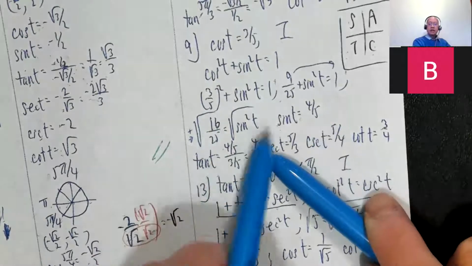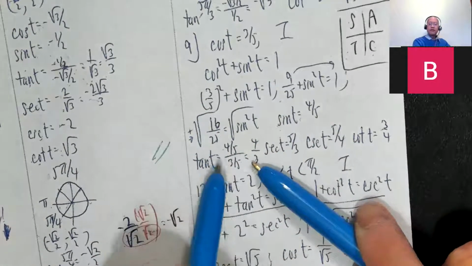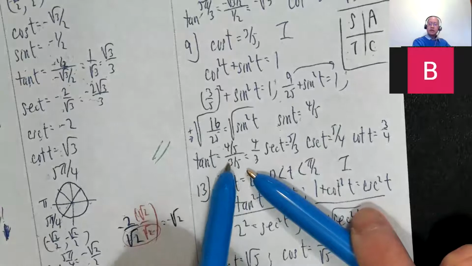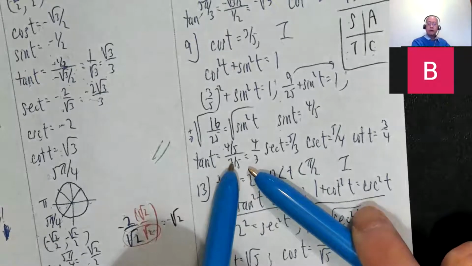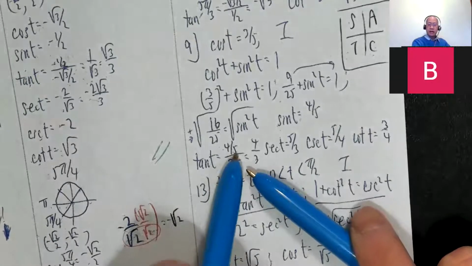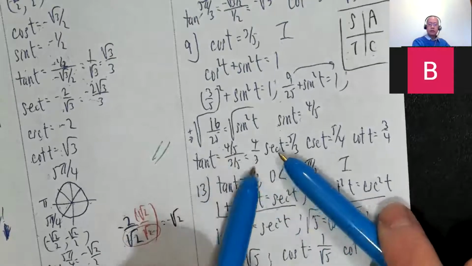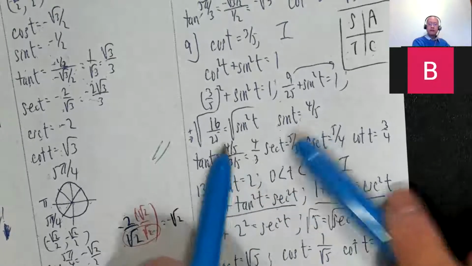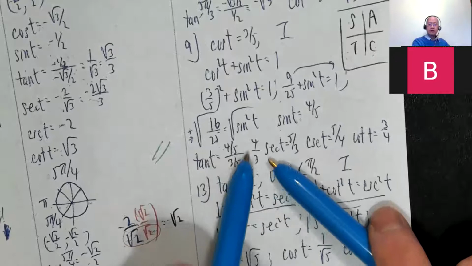Tangent t is sine over cosine. 4/5 divided by 3/5. You'll see this theme happening over and over again where you're dividing by the same thing. Just cross off those 5s, so you have 4/3. All right, see 4/5 divided by 3/5. Knock out the 5s, 4/3.